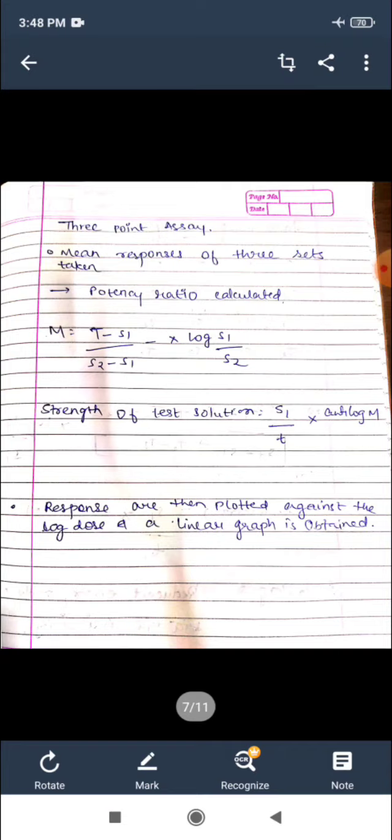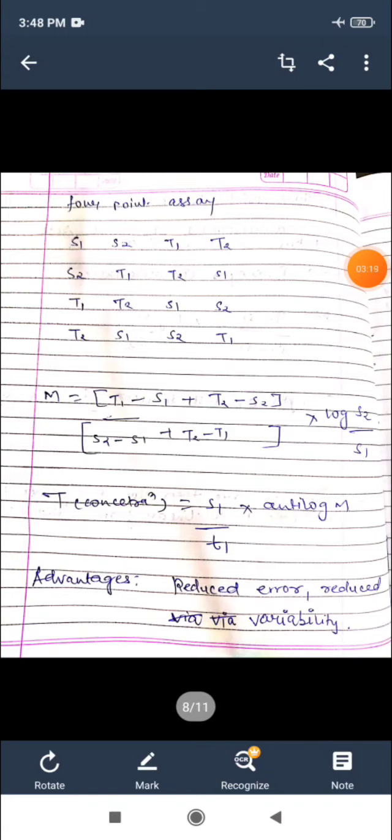Responses are then plotted against the dose and a linear graph is obtained. And in the 4-point method there are two responses of the standard drug.